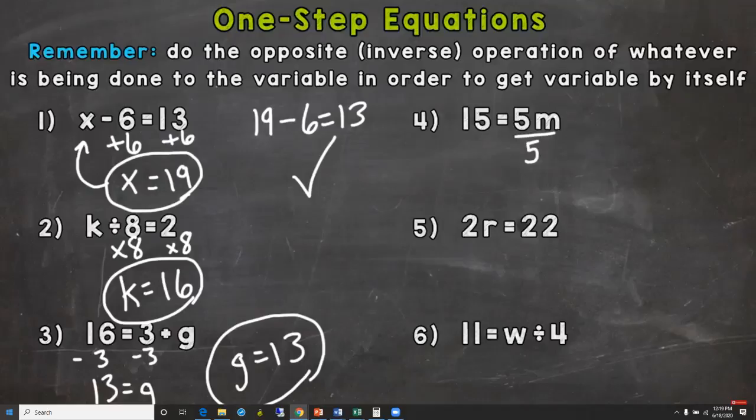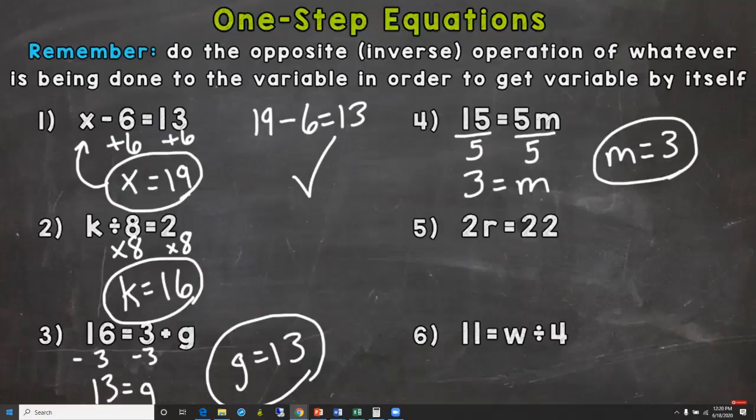That would give us our m by itself. And that I put it in fractional form, and fractions are division here. That means divide by 5. So do it to both sides. So we have the m by itself, and then 15 divided by 5 gives us 3. So m equals 3. Let's double check. 5 times 3 does equal 15, so we have the correct answer there.